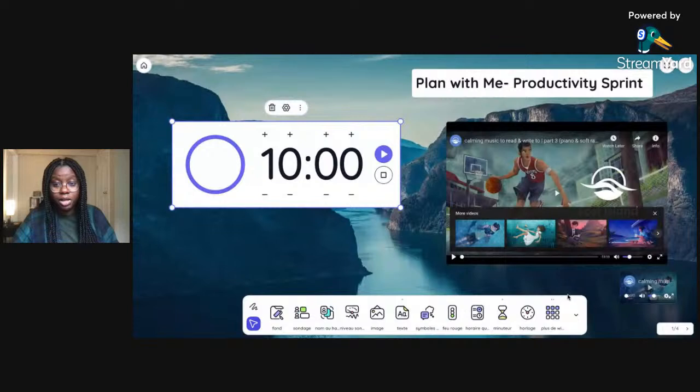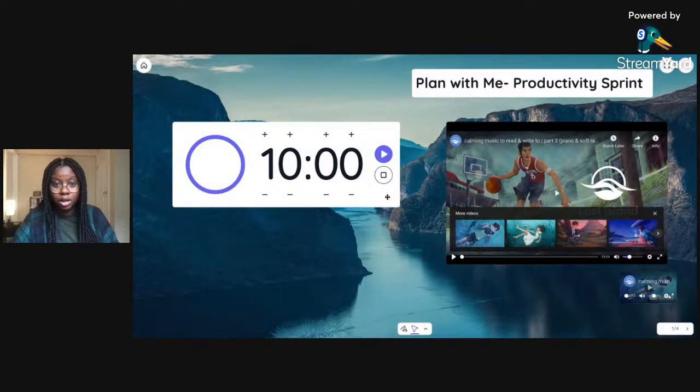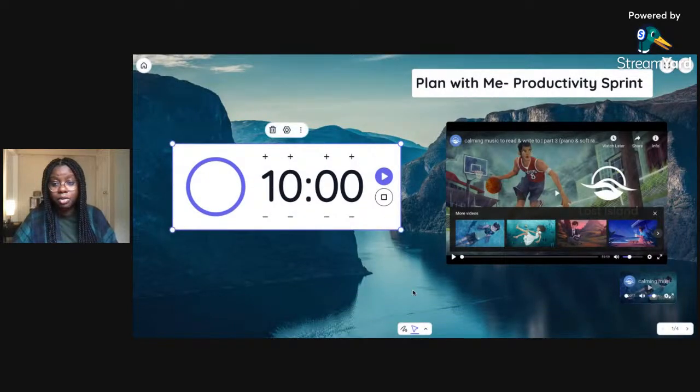So without further ado, I am going to share my screen and I am going to post the time. I've already put the music and I've also put the time over here. So yeah, plan with me. Productivity sprint is going to be about 10 minutes. I'm going to play the music right away here.